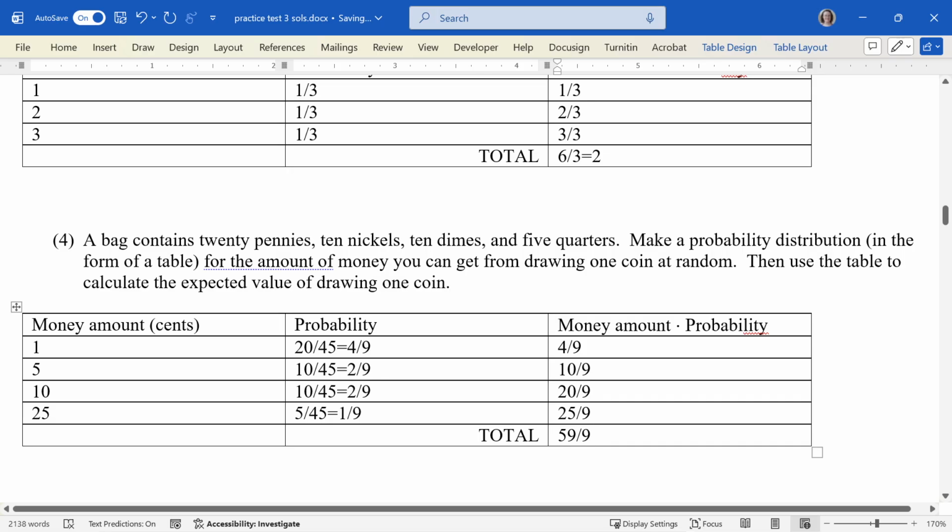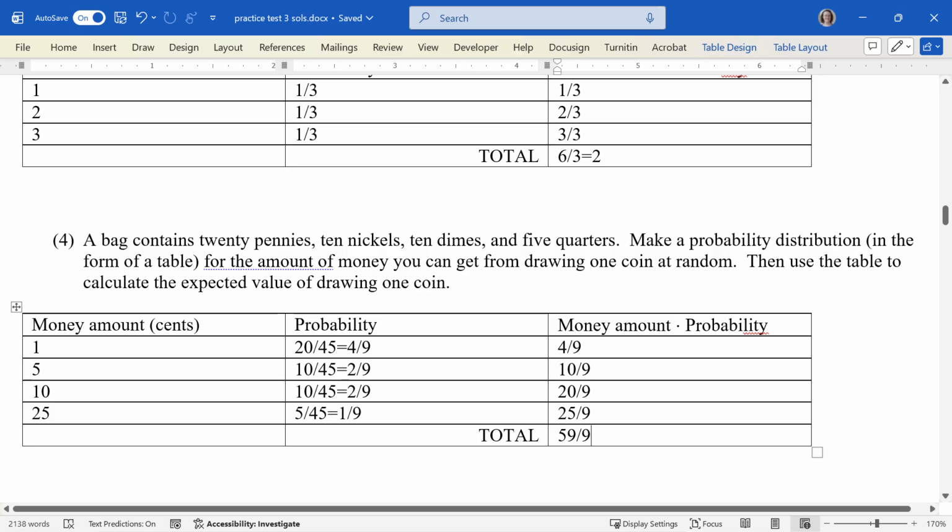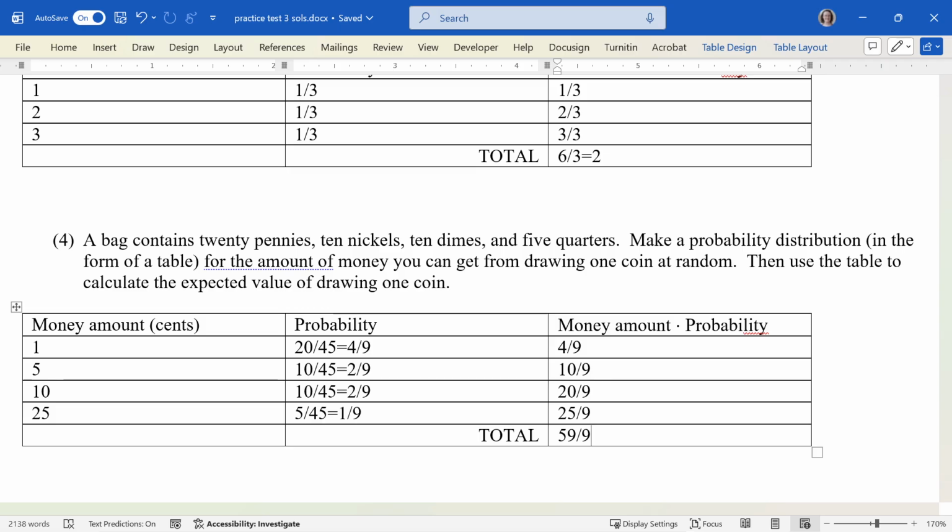hopefully this is correct. Maybe we should actually see what this is to see if it makes sense as an answer. You can always tell if you're way off because your expected value is an average. It's the average amount of money you should get. So it needs to be between the minimum and the maximum. It needs to be between these values over here. Let's see, 59 over 9. Yeah, I'm getting 6.5, so that's between the nickel and the dime. So that seems fine. All right.